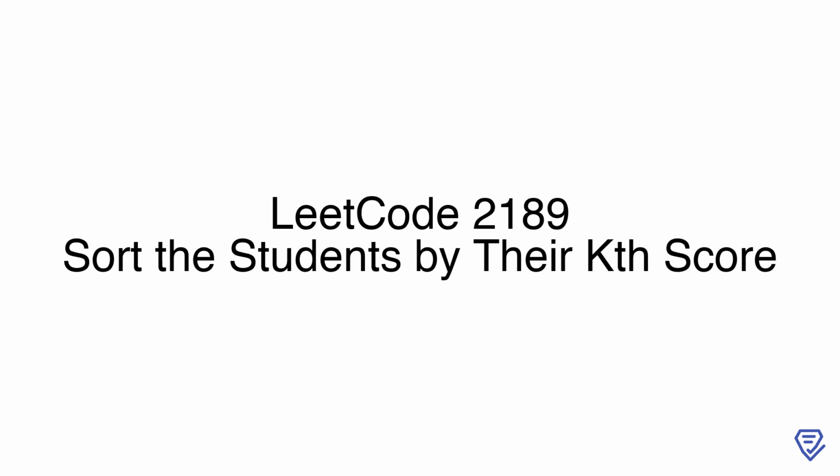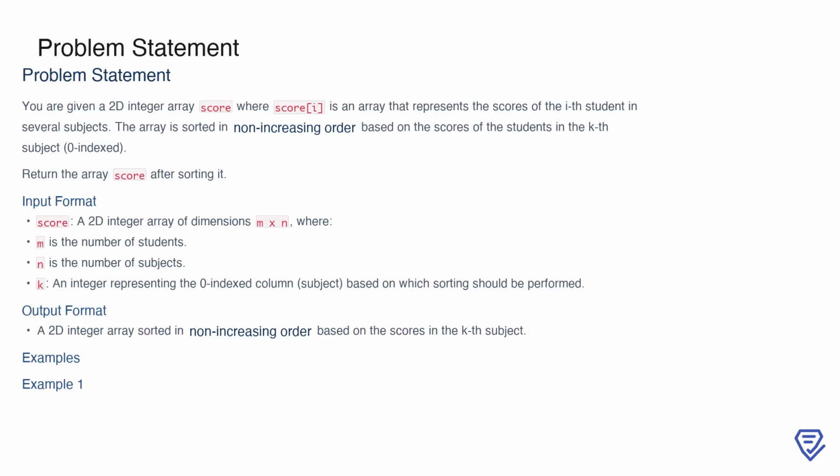Let's get started. In this problem, we are given a 2D integer array called score, where each row represents the scores of a student in multiple subjects, and each column corresponds to a specific subject. Our goal is to sort the rows of this array in non-increasing order based on the scores in a specific column, which we refer to as the Kth subject.